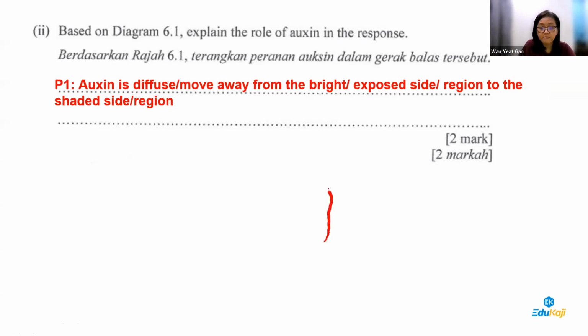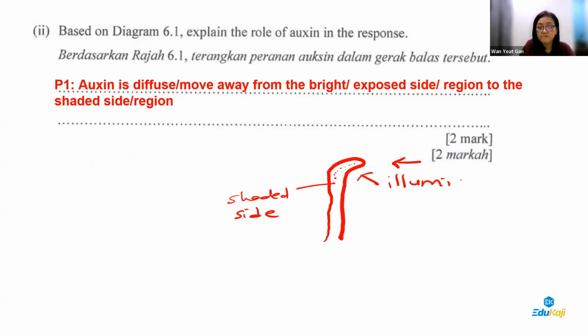So let's say this is the stem. I'm drawing just a shoot. Now the light is coming from this direction. Auxin will always diffuse or move to the shaded side. This is the shaded side. This is the illuminated side. So since the light is coming from this direction, the auxin, which is denoted by the dots, moves to the left side more, the shaded side. Since auxin stimulates elongation of shoot, this section here will elongate faster than this side.